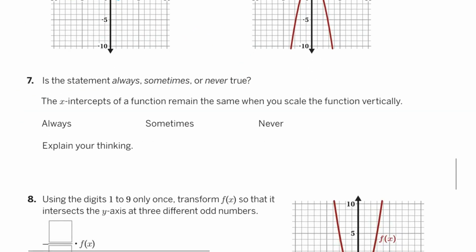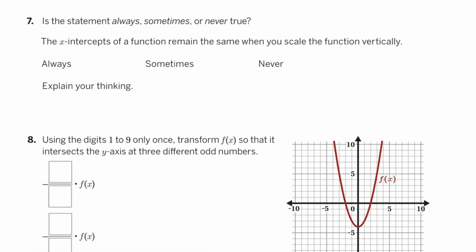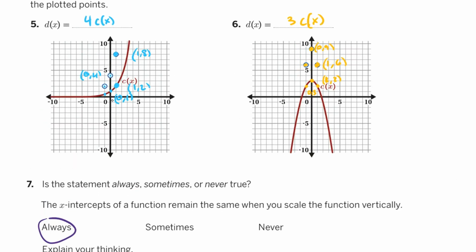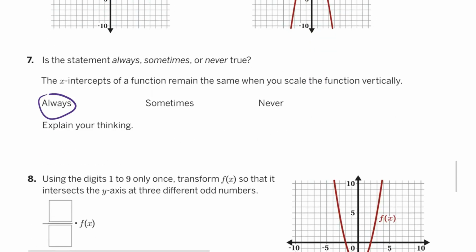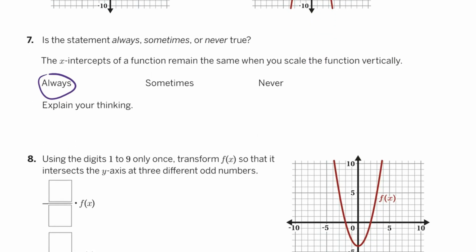All right, number 7 is the statement always, sometimes, or never true. The x-intercepts of a function remain the same as you scale the function vertically. That is always true. The reason for that, I'm not going to write this, but I'm just going to talk about it, is that whenever you're scaling a function vertically, you're just multiplying the y values, or the outputs, by a number, right? When we look up here, we kept all the same x values at 0 and 1, at 0 and 1. We were still maintaining the x values to be the same. The y values are the only things that were changing, or the outputs.